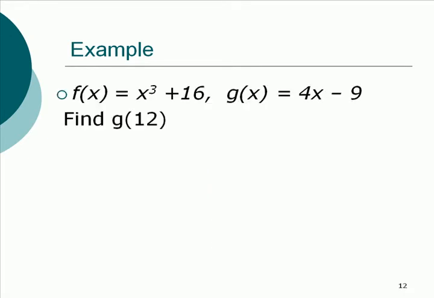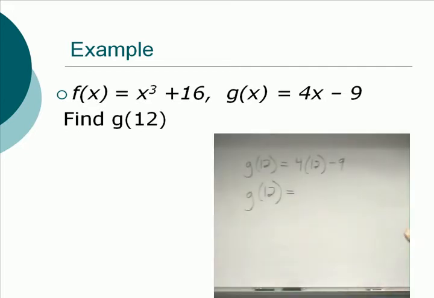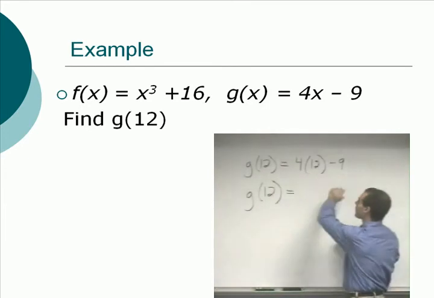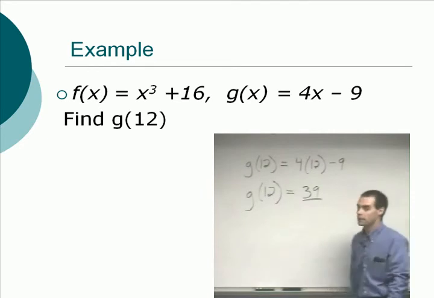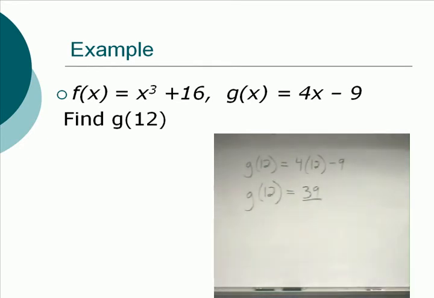Same two functions, this time g of 12. Take a minute, figure out g of 12. So all we've said is, let's go to the function g, let's plug in 12 for x, and evaluate. 4 times x is 4 times 12 minus 9, that gives you 39. So g of 12 is equal to 39, that's all there is to it. Okay?